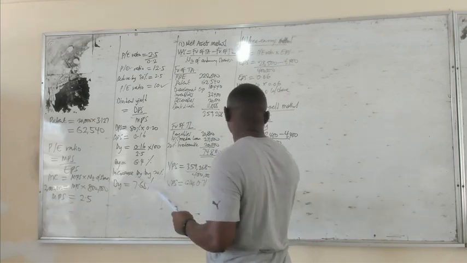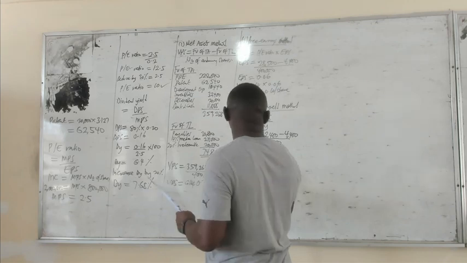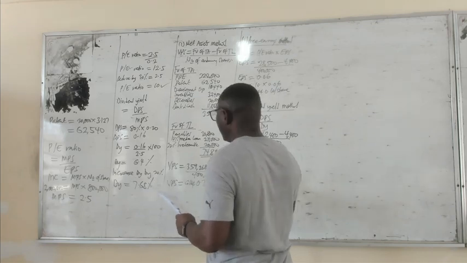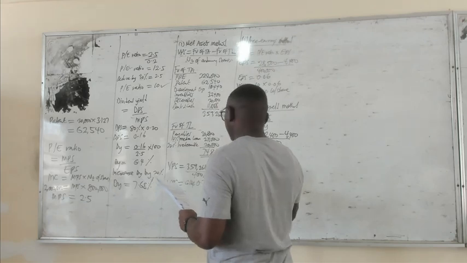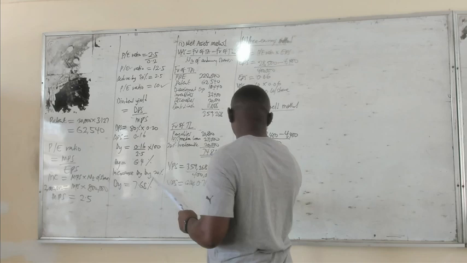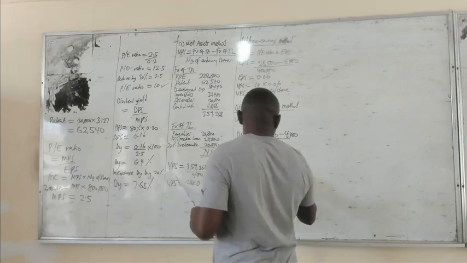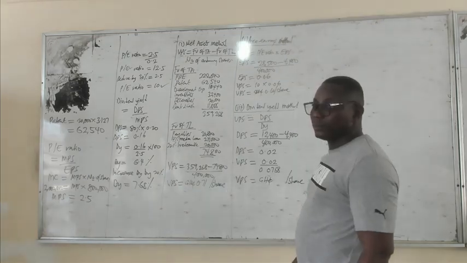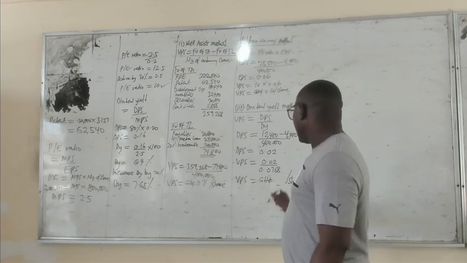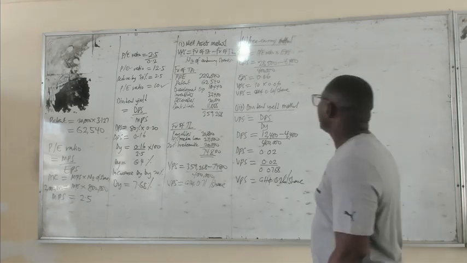That is 0.02. Therefore, the value per share will be equal to 0.02 divided by 0.0768. So the value per share will be equal to that share, 0.26. This is very good.